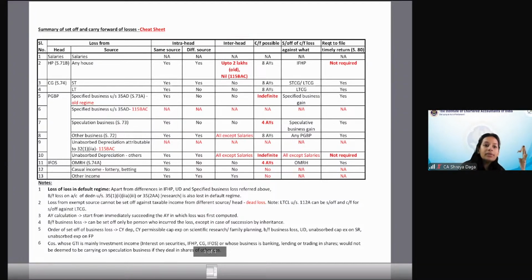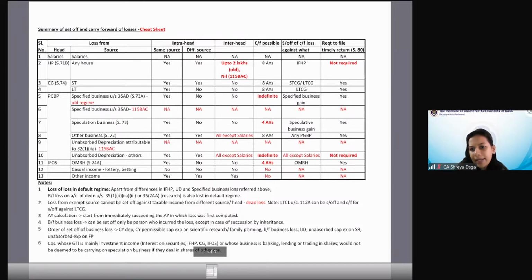If a person chooses the default regime, or remains under the default regime, point 10 covers unabsorbed depreciation in any other case, which means even if it is not attributable to 32(1)(ii), or if the person is opting out of the default regime. In all those cases, all the other unabsorbed depreciation follows the same principles discussed in point number 10.